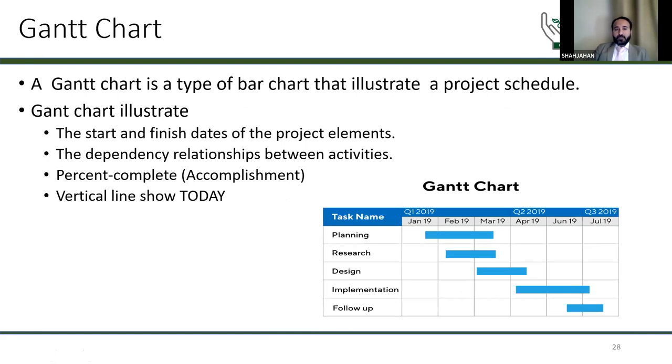Then the Gantt chart. The Gantt chart is also a planning tool, but we use it for a specific project. If you see in this example, let's say we want to do research. We will decide that planning will be from January to March, and during this time we will also do the research. Then we will do the design up to April, then the implementation of the research up to June, and then we will follow up. In this chart, the vertical line shows today, where we are now and when we will complete our project. So this is for a specific project.